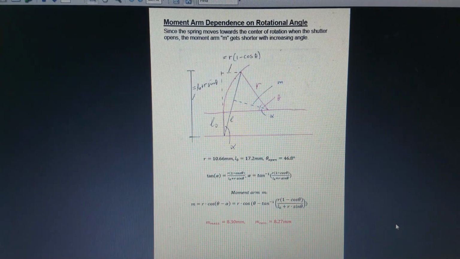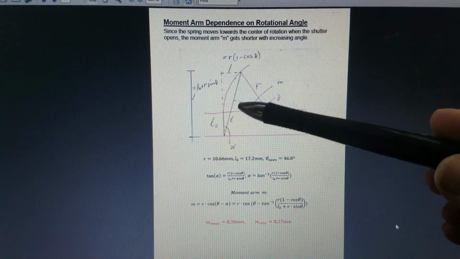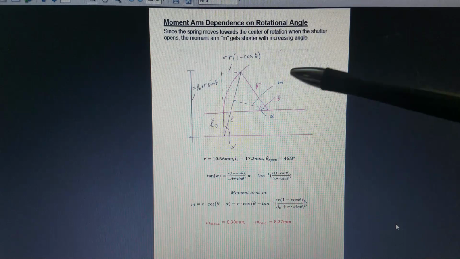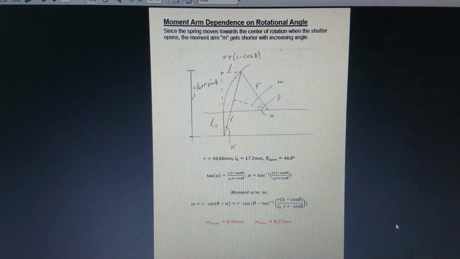Now what I also need to calculate is the moment arm. If I want to do the moment the spring puts on the shutter compared to the moment this little finger, or the bimetallic strip, puts on that little finger of the shutter. So the moment arm is 90 degrees to the extended length and has angle alpha, which I see again here.